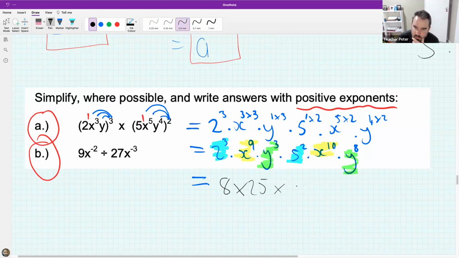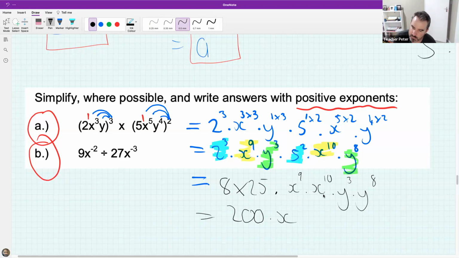And then what do we do? Let's use a dot. So x to the 9 times x to the 10, y to the 3. So 8 times 25 is 200. And then if the bases are the same here, we're going to add the powers. And here we're going to add the powers again. So we're going to get 11.